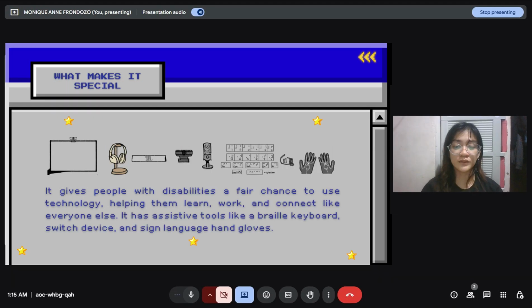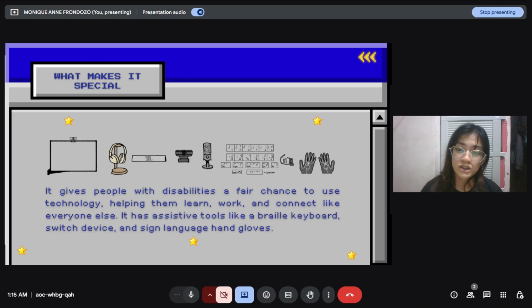So, what makes our Dream Computer setup special? As discussed by Alison kanina, it supports SDG 10, which is Reduced Inequalities, that focuses on promoting equality and inclusiveness for everyone, especially for people who are often left behind. So, that's what makes our build special because it's designed mainly for people with disabilities, such as those who are blind, deaf, mute, or have limited mobility. We wanted to create a computer that helps people with disabilities to learn, work, and communicate just like anyone else.